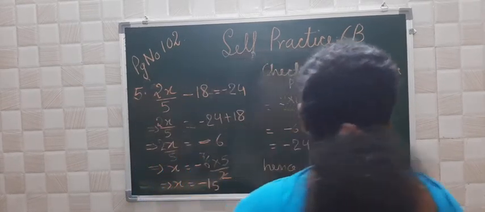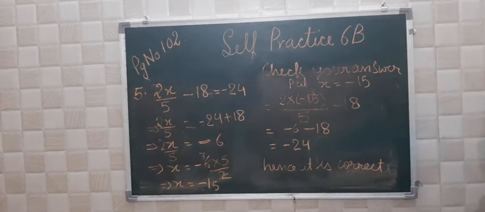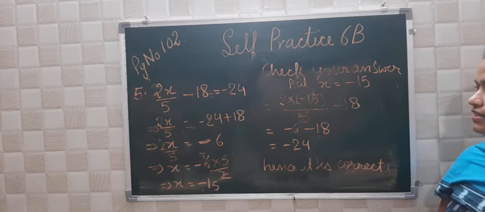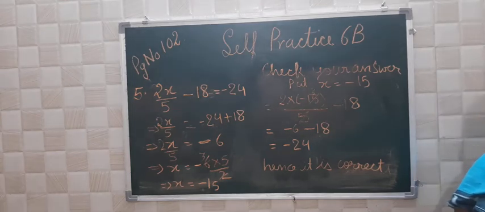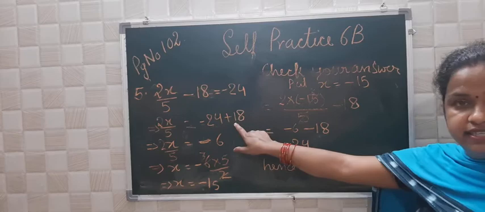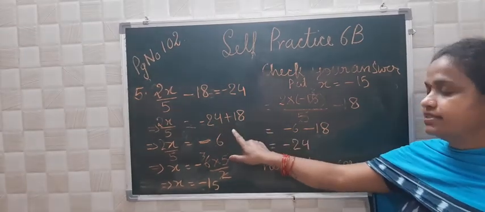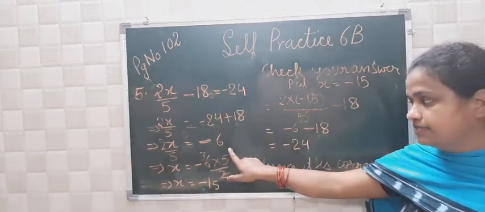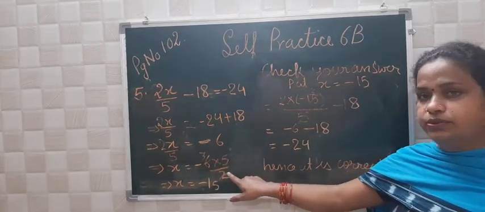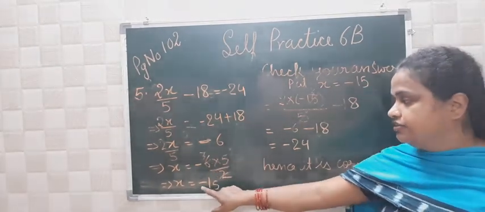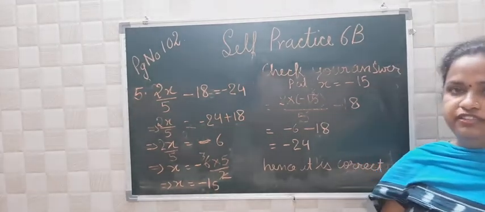Okay. What do we have? We check once more. 2x upon 5 minus 18 is equal to minus 24. The 2x by 5 will be on the left hand side, and minus 18 when it comes towards the right hand side, it will become plus 18. Minus 24 plus 18, it will be equal to minus 6, and x is equal to minus 6 into 5 by 2. The 2 3s are 6, so x is equal to minus 15.